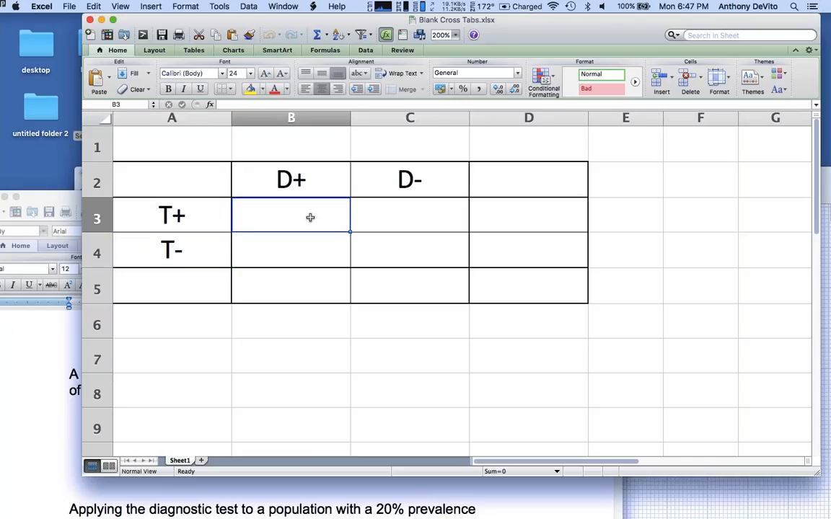Now, if a person is in this cell over here, what kind of test is that? Now, I'll give you some choices. True positive, false positive, true negative, false negative. True positive, good work. Okay, good. Now, if a person has the disease but tests negative, what is he?